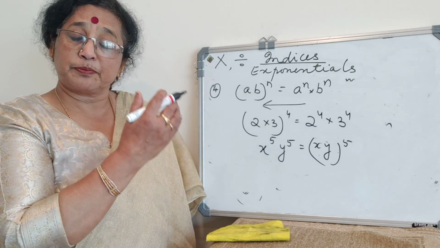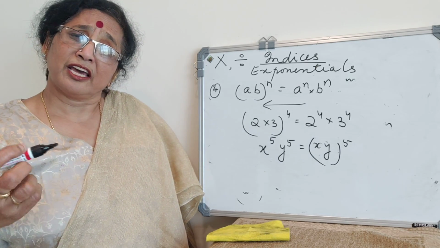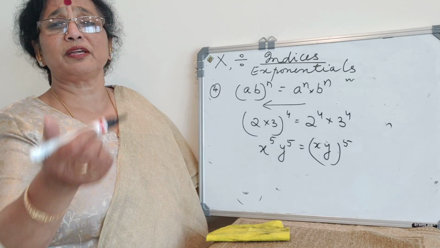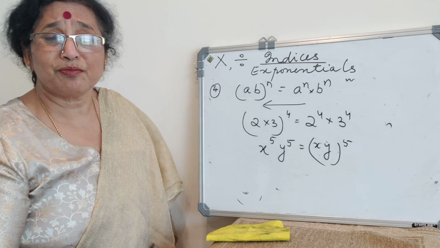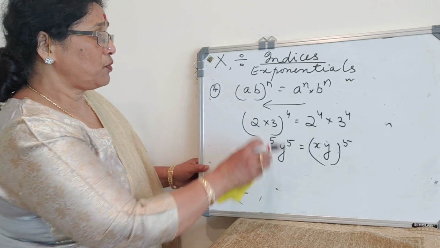If it is x plus y whole square, it is x square plus 2xy plus y square. Remember, x square plus 2xy plus y square, or x square plus y square plus 2xy, will also be x plus y whole square. Okay, so that is the fourth one.